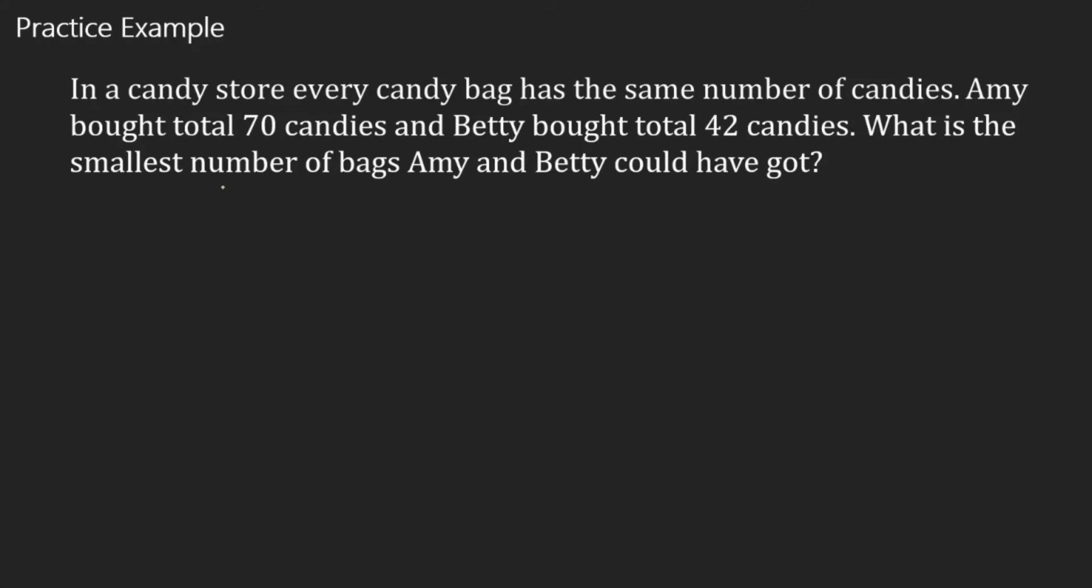Next, let's look at a few practice problems. In this problem, it's asking, in a candy store, every candy bag has the same number of candies. Amy bought a total of 70 candies, and Betty bought a total of 42 candies. What is the smallest number of bags Amy and Betty could have got?